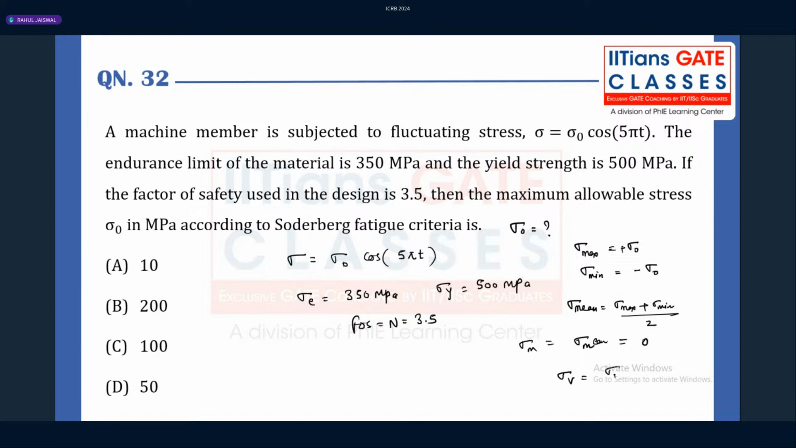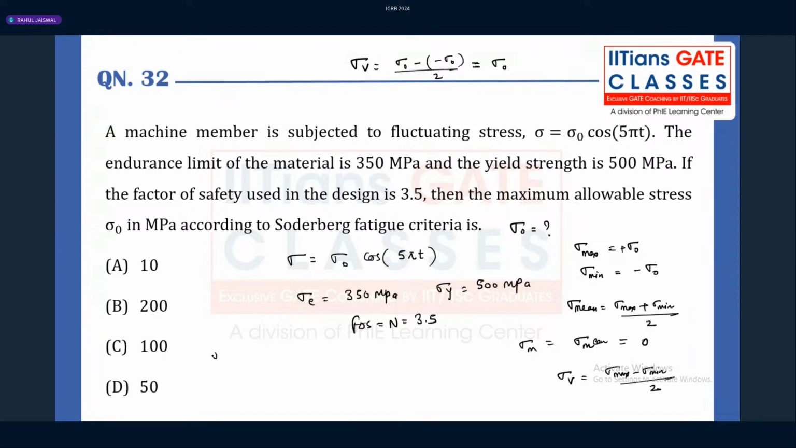Variable stress, sigma max minus sigma minimum divided by 2. Now, what is the variable stress? What is the sigma max, guys? Sigma max is sigma naught minus minus sigma naught, divided by 2, which is nothing but sigma naught. So, if you try to calculate, sigma mean is 0, sigma variable is this one.